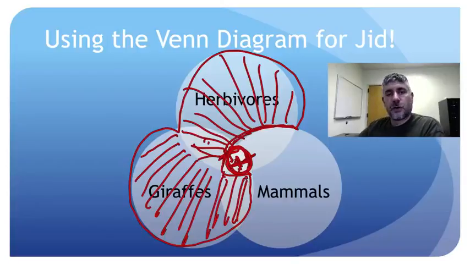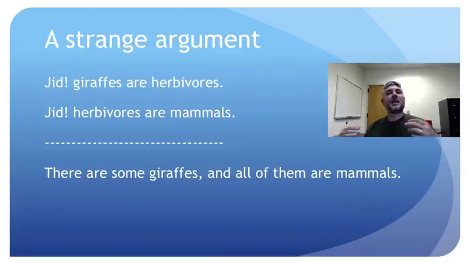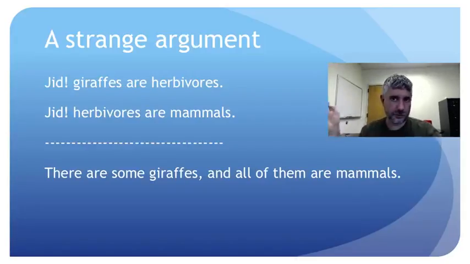Okay, now let's apply that to our argument. Well, what does our argument say? It says there are some giraffes and all of them are mammals. But that's exactly what we can read off from the Venn diagram that we just constructed. If you look at the Venn diagram, there's an X that's inside the giraffe circle and inside the mammal circle, and every part of the giraffe circle that's outside the mammal circle is shaded out. So there aren't any giraffes that are not mammals.